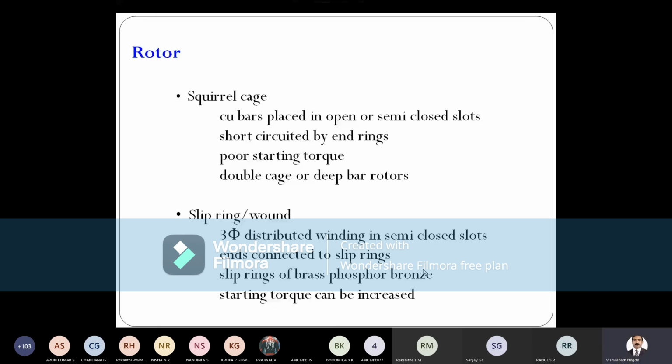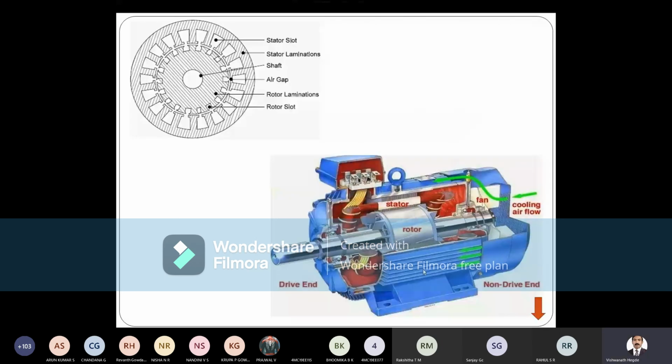Let us go into more details of construction. You have seen this one as the stator lamination. The inner one is the rotor lamination. Are you able to see?